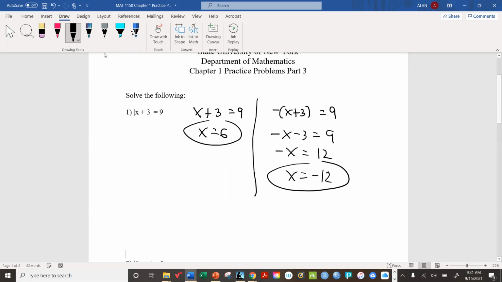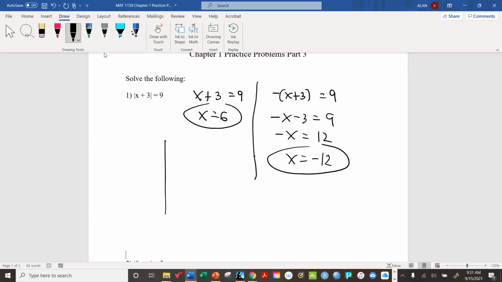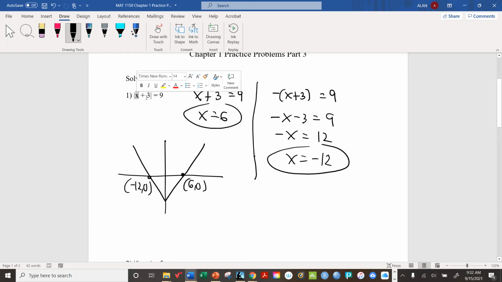Okay, so if you were trying to visualize this, that's what we're looking for. Now, if you're not sure, plug them in. Like if you plug 6 in here, you'll get 9, absolute value of 9 equals 9. But if you plug in negative 12, you'll get absolute value of negative 12 plus 3, which is actually negative 9. But remember, the absolute value of negative 9 is just 9.